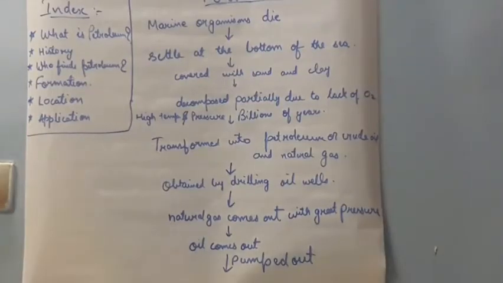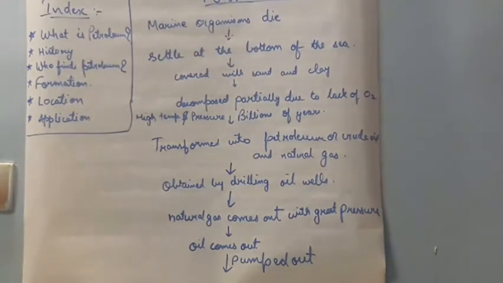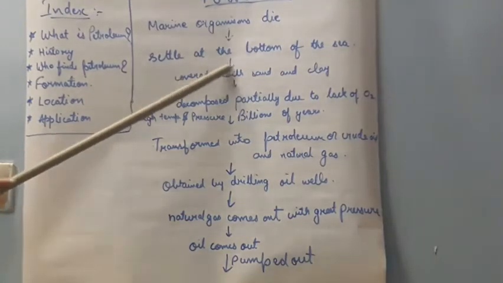See students, petroleum is found deep inside the earth, and it is a fossil fuel, we all know. So regarding the process, we will start from where the plants or animals that die in the ocean. The first point is marine organisms die. So when marine organisms, either plants or animals, die, what happens? They settle at the bottom of the sea.